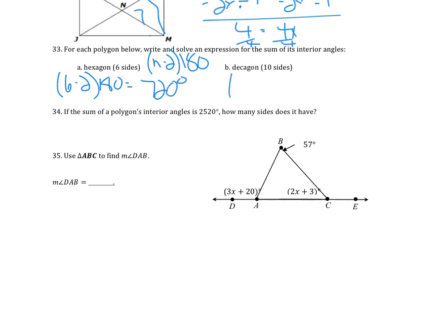For a decagon, we have 10 sides. So 10 minus 2 times 180. 10 minus 2 is 8. 8 times 180 is 1440.